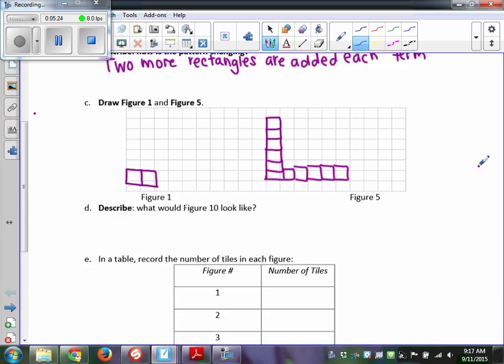So part D says, describe what figure 10 would look like. You don't need to draw it, but I want you to think, what is figure 10 going to look like? Do you want to talk to the person next to you a little bit right now? I'm totally fine with that. What would figure 10 look like?